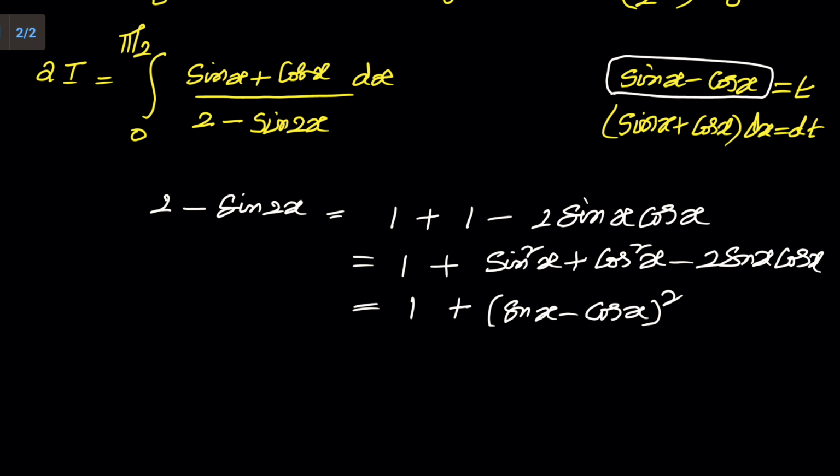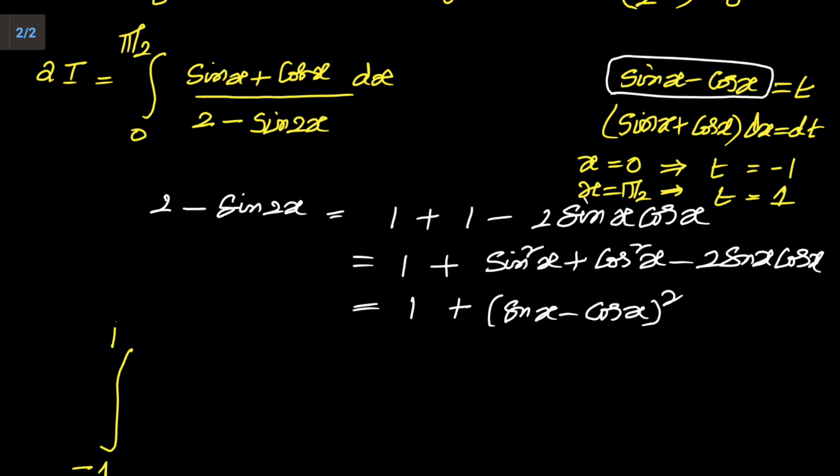Now we can go ahead and change it. We'll change the boundaries also. Sin x minus cos x equals to t. X equals to 0, then t will be sin 0 minus cos 0, which is minus 1. X equals to pi by 2, then t will be sin 90 minus cos 90, that is 1. So this is becoming minus 1 to 1.